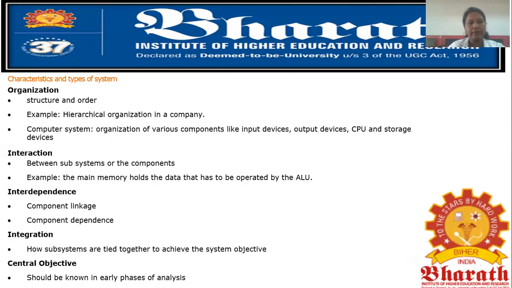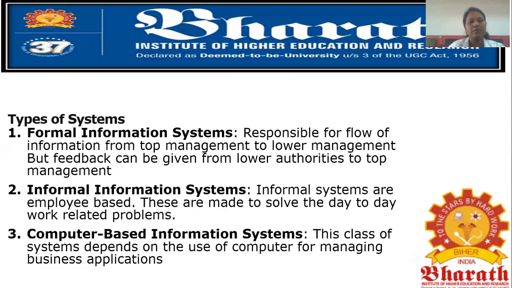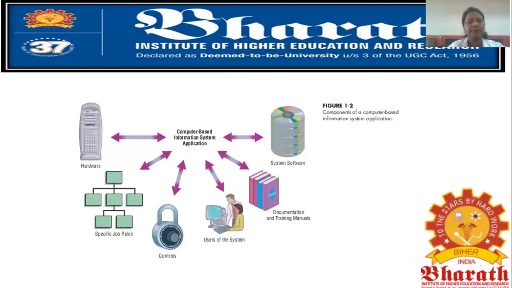Previously we have seen the characteristics, right? Here these are the types of systems. Again, I'm telling you: the formal information system, informal information system, and the computer-based information system. And the next very important diagram we have under this topic is the components of a computer-based information system application.